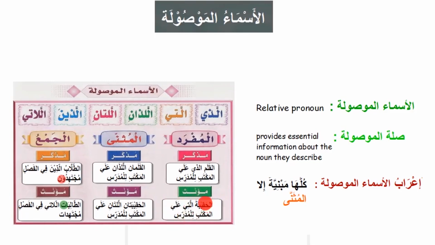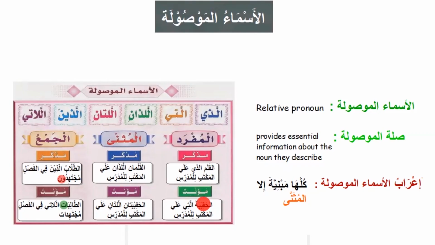Why? It has a mubtada at the beginning. Al-hakibatu is a noun, it is a mubtada. Okay, it's not a verbal sentence. There's no verb in it, there's not even a fa'il. So it's not a verbal sentence.